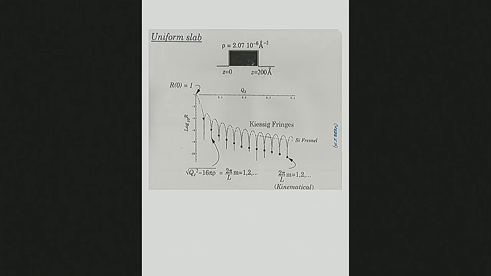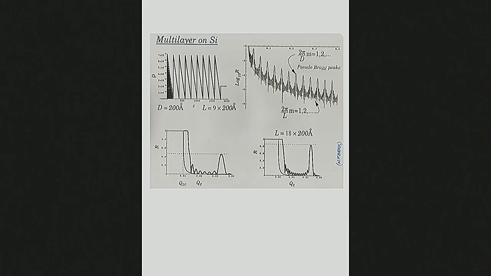Now, if I have some more complicated structure, like a multi-layered structure with many different interfaces, and let's say it's periodic with a triangular scattering density distribution, then you'll get, again, a series of peaks in the reflectivity curve that have a period of, guess what, 2 pi over that particular period of the repeat of the real space cell. So again, this reciprocal relationship between the scattering space and the actual real space structure.